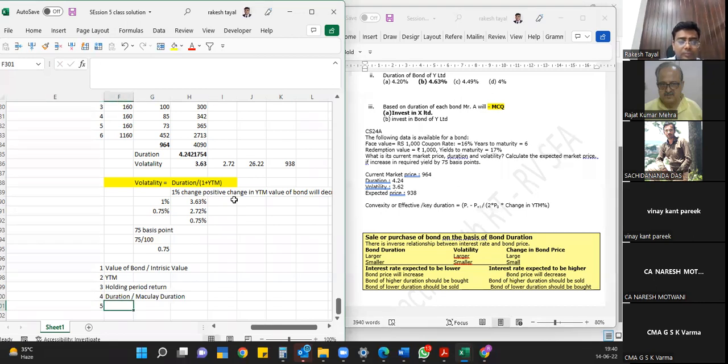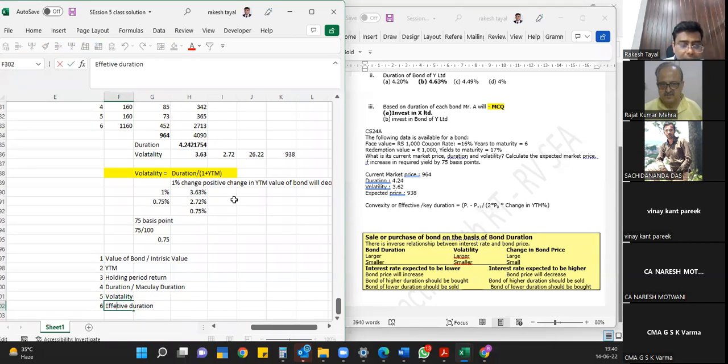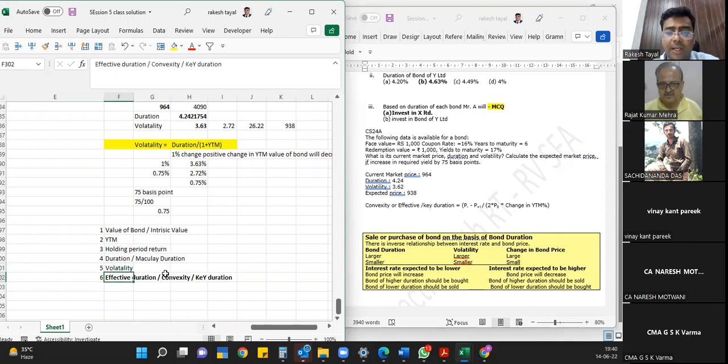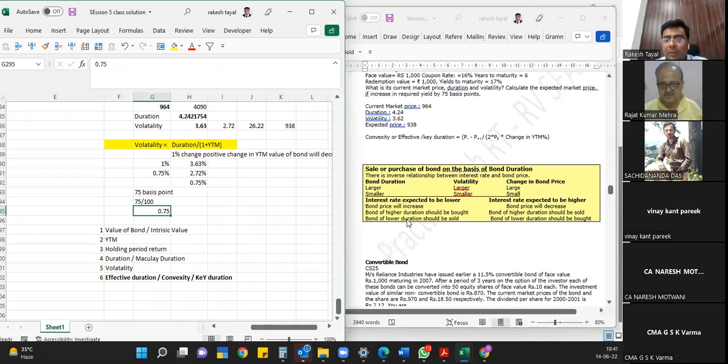Then we have to do this volatility, and the another one we have to do effective duration. Or convexity is a technical word, or they may ask to calculate the key duration. So this is also the theoretical question, practical question they may ask. So now we have calculated this. Come to the next question.